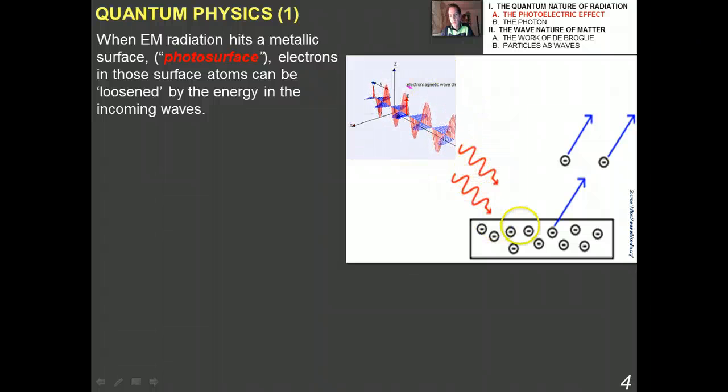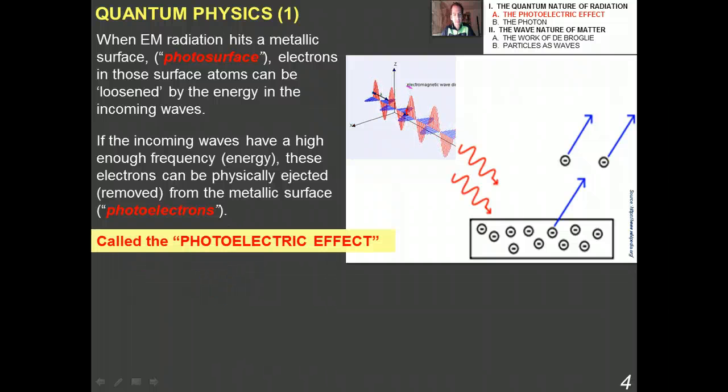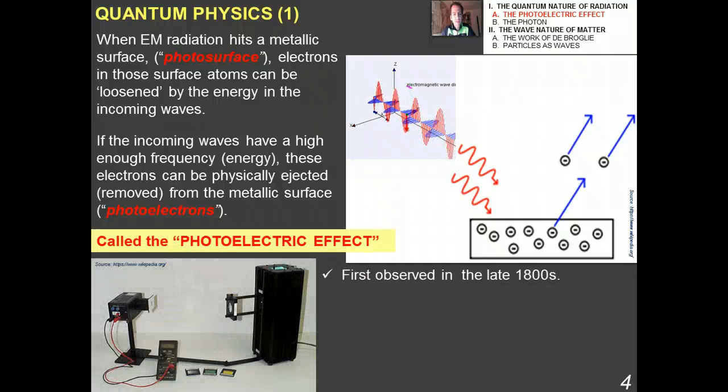Here are the waves right here. They come in and hit these electrons, and if the electrons get enough energy to break free, they will go flying off into space. If they have enough energy to break free, they're going to have a high frequency, because frequency is proportional to energy. So they can be physically ejected, and they're called photoelectrons in this case. So photosurface, photoelectrons. This phenomenon is called the photoelectric effect.